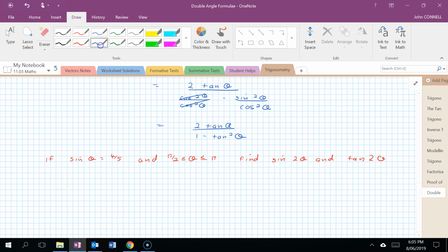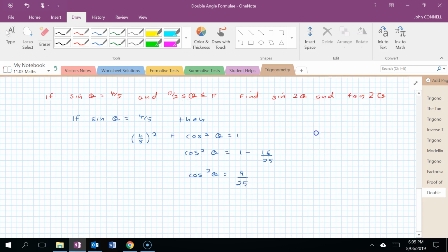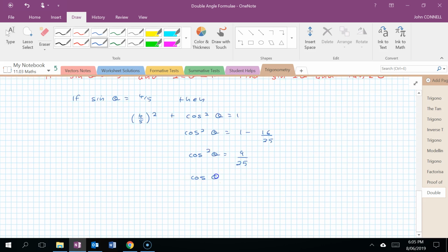But what we know is if sine theta is equal to 4 on 5, then 4 on 5 squared plus cos squared is equal to 1, because sine squared plus cos squared equals 1. So then cos squared theta is 1 take 16 on 25, which is 9 on 25, and if I square root that, I'll get 3 on 5. So cos theta is either plus or minus 3 on 5.